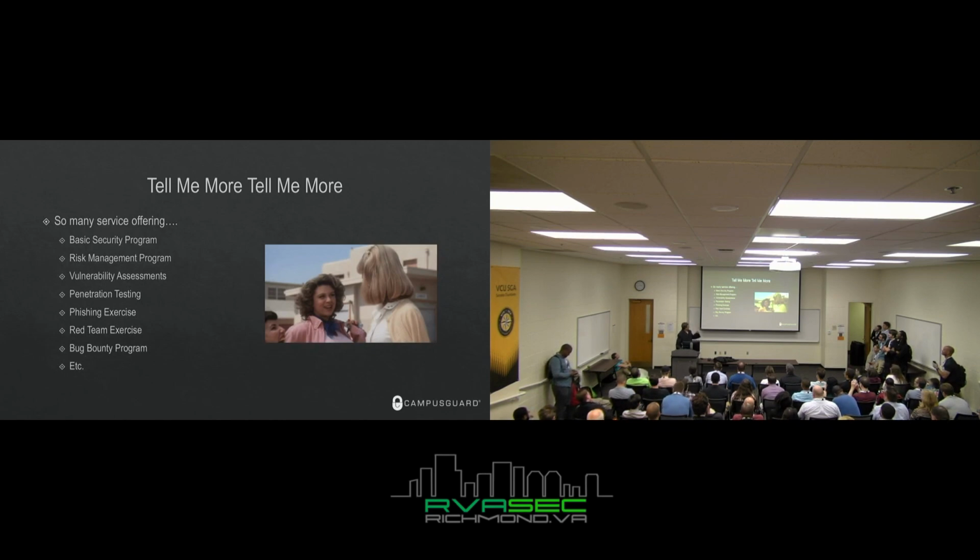So you have all these different things: security program, risk management program, vulnerability assessments, pen testing, phishing exercises, red team, bug bounty, etc. Where do you start? Well, you start at the top. If you don't have a basic security program, you shouldn't be doing a bug bounty. If you don't have a vulnerability assessment program, you're not ready for a red team exercise. So this is the general flow that you want to do things.